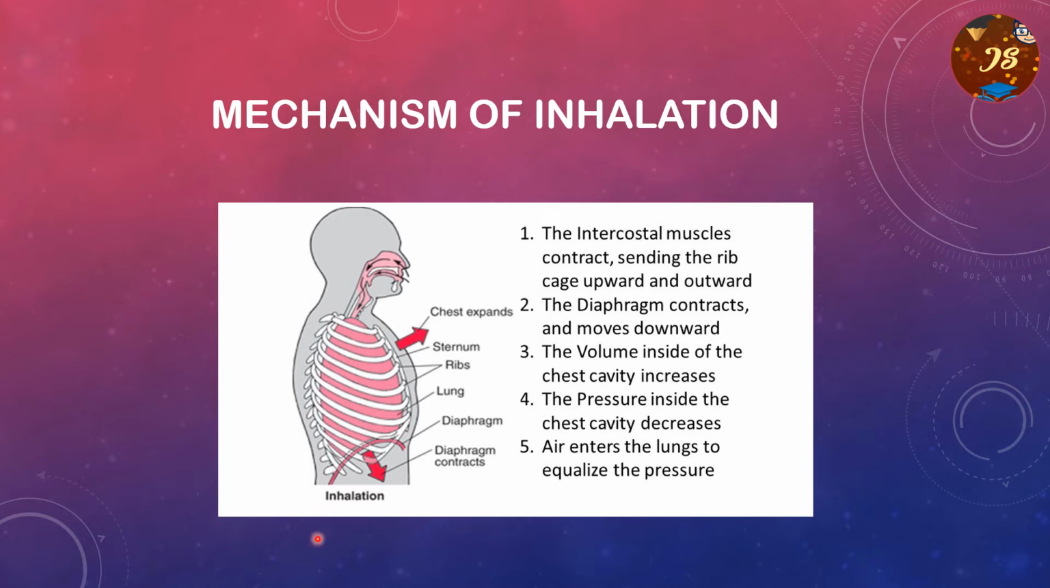Now, what is the mechanism of inhalation? The intercostal muscles contract, sending the rib cage upward and outward. So this is the rib cage. The muscles contract and the chest expands. The ribs come towards the outside. The diaphragm contracts and moves downward. So this is the diaphragm. It moves downward because the rib cage expands. The volume inside the chest cavity increases because the lungs are inflated with air. The pressure inside the chest cavity decreases. Air enters the lung to equalize the pressure. So this is the mechanism of inhalation, meaning how the air comes inside the body.